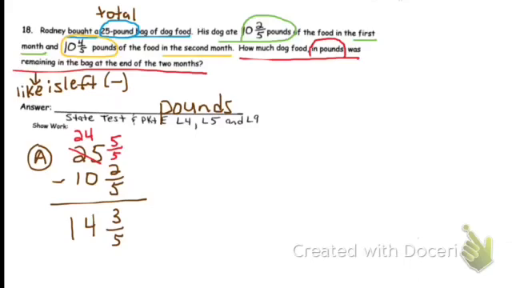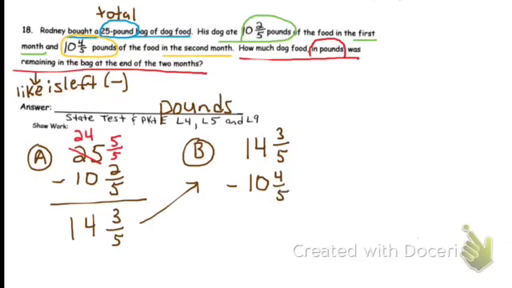But I also know Rodney's dog ate more dog food in the second month, so I'm going to do step B. I'll take that 14 3/5 pounds that's left after the first month, start with that, and then I'll subtract what he ate in the second month, and the actual amount he ate was 10 4/5. I can subtract this and know how much was left after the 2 months.